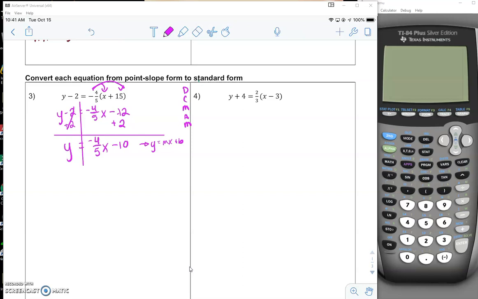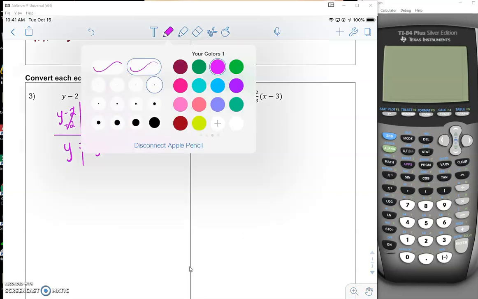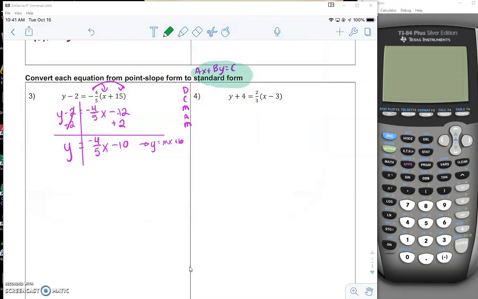However, I want to go to standard form. We're going all the way to standard form. So in standard form, I need the part with x to be first. So to move that to the other side, to move my variable, I'm going to do plus 4 over 5x since it was negative. Plus 4 over 5x. This gives me positive 4/5 x plus y is equal to negative 10.